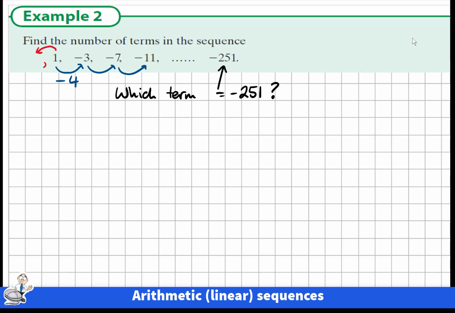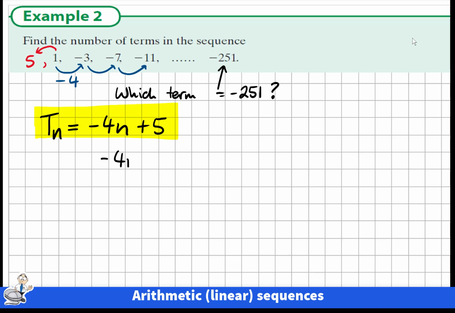If there was a 0 term, it would be equal to 5. So I could quickly enough, just by observation, say that term n must be -4 times n plus 5. So that's the formula first. It's asking me which term is equal to -251. How would I do that? Make it equal -251. Very good.